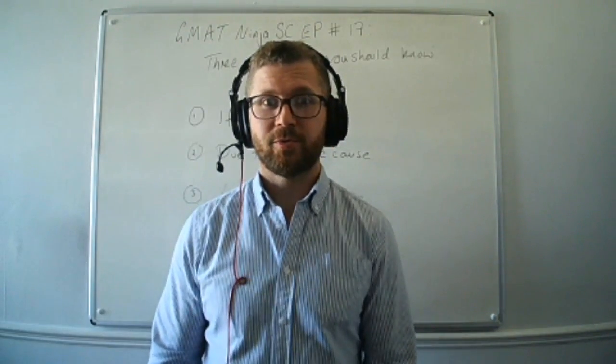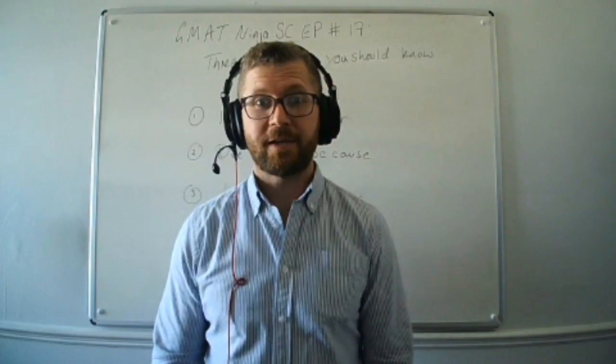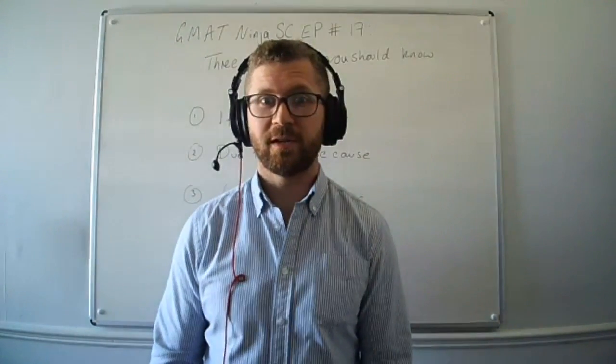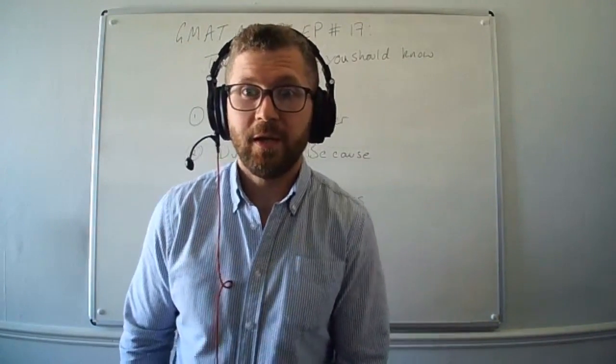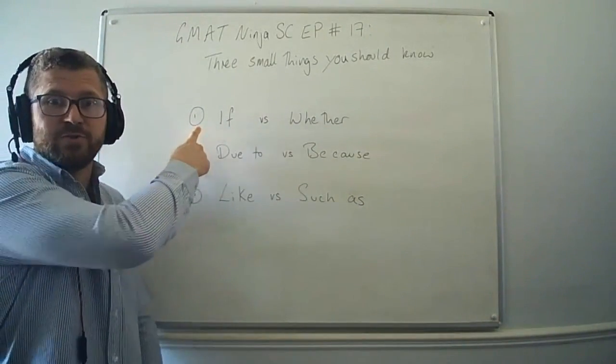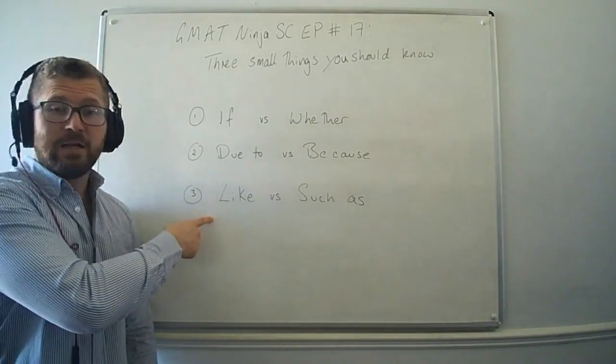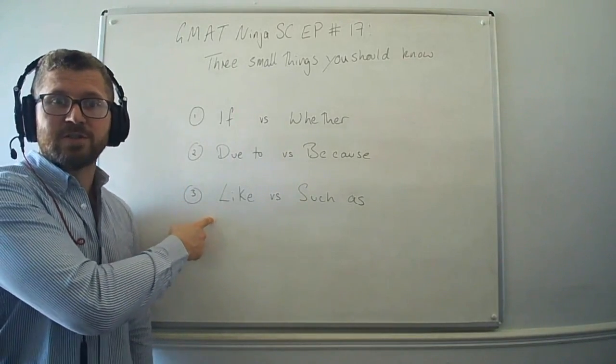So in this episode, we're going to look at three small things that don't come up that often, but they can make a difference to how quickly and efficiently you can answer a GMAT sentence correction question. So those three things are whether you should use if or whether you should use whether in a sentence, or due to versus because, or the use of like versus the use of such as.